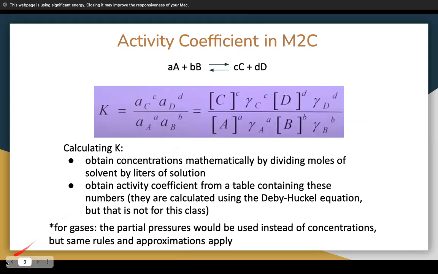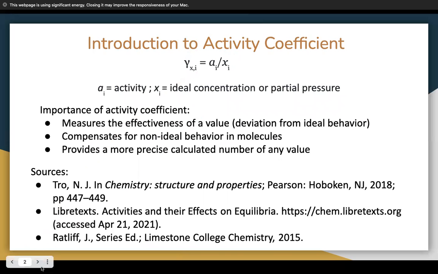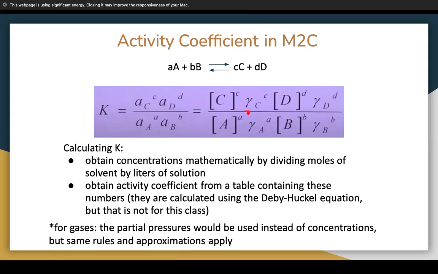And so what you see here is this first equation rearranged and plugged in. As you see here, for each chemical, we're going to have its concentration multiplied by its activity coefficient. In this case, I'm just using the concentrations. We're assuming this is an aqueous solution. But for gases, you would use the partial pressures, but the same rules and the same approximations apply. To obtain the concentrations mathematically, you would divide moles of solute by liters of solution. And then to obtain the activity coefficient, to then calculate K, you would just look at a table containing these numbers, because the equation used to calculate these numbers, the Debye-Hückel equation, is way too complex, and it is for a higher level understanding of chemistry.